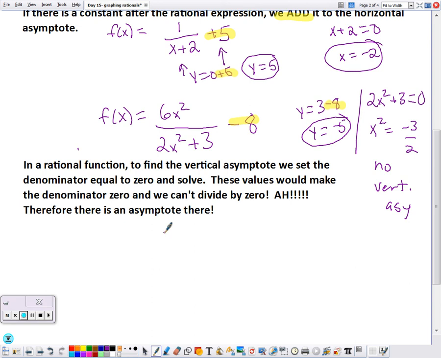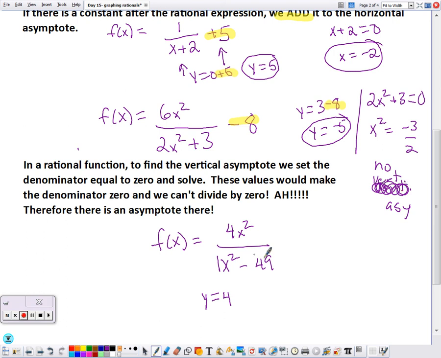And sometimes you have to be careful because, let's say you have f of x equals 4x squared divided by x squared minus 49. Well, again, degrees are the same, so we can just divide. 4 divided by 1 gives us y equals 4. And there's no constant, so we don't have to worry about anything. To find the, whoops, no, I was right, vertical. Why did I cross that out?